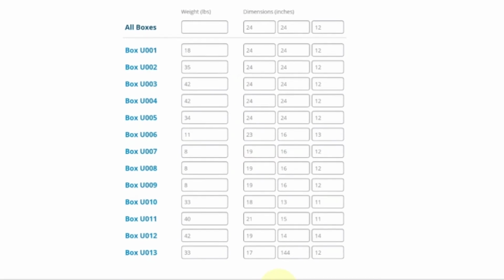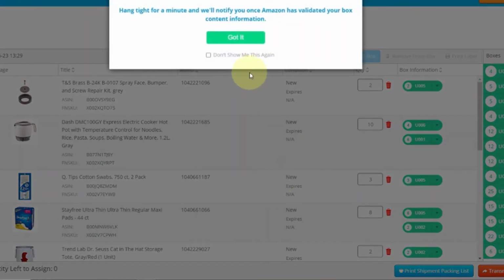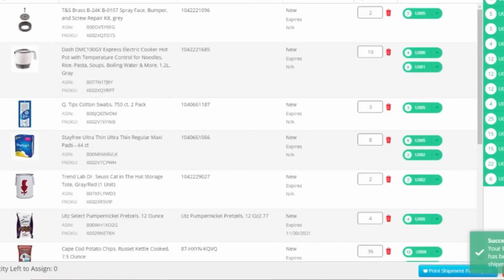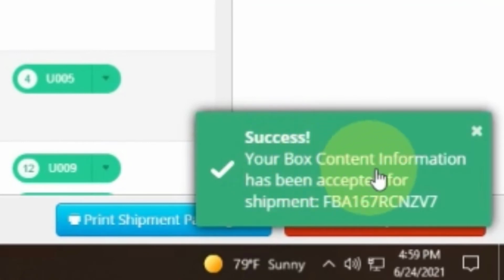What you'll do from here is you'll go submit all, and it kind of does its thing. And then you just gotta kind of give it a minute, because now it's communicating with Seller Central, and then you'll get a message, and I'll show you that here in just a second. Okay, so you're looking here and you can see success. Your box content information has been accepted for the shipment. They named it whatever Inventory Lab decided to name it. You could name it whatever you want.